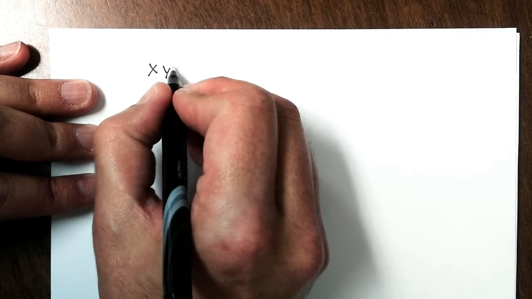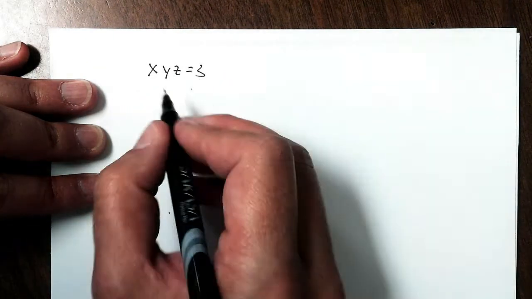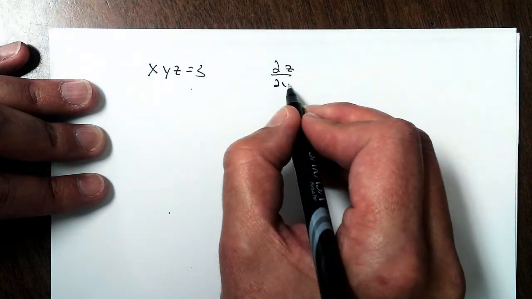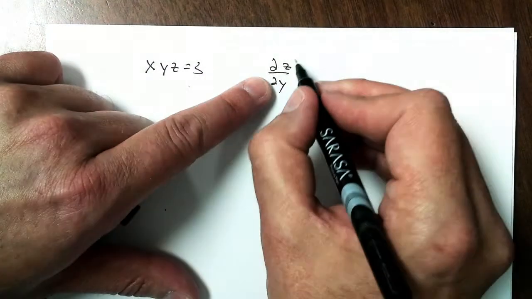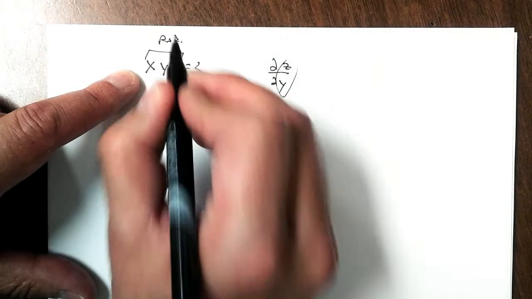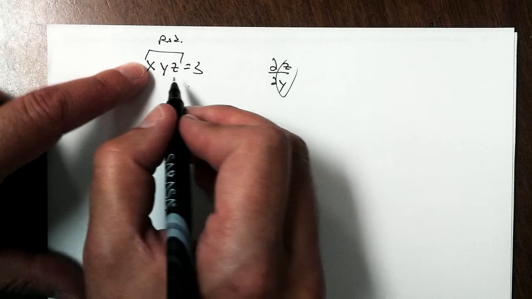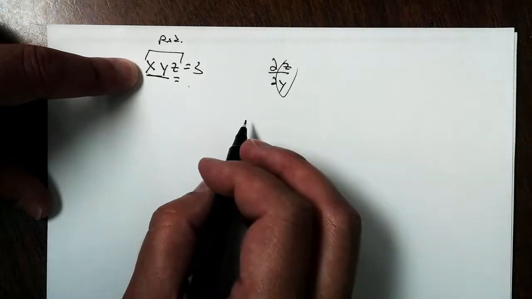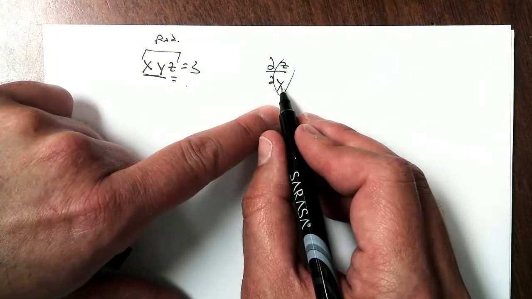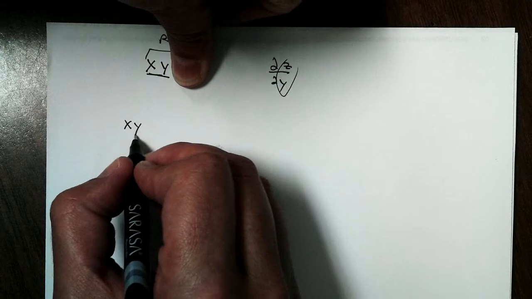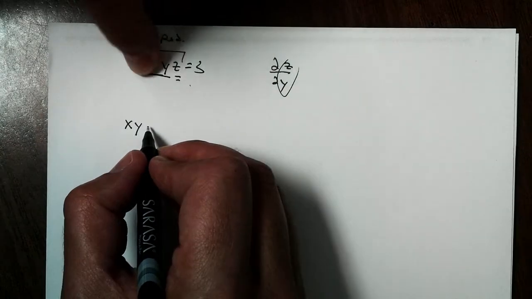X, y, z equals 3. And I want to find the partial of z with respect to y. What I'm saying here is these are my variables. So I do have a product rule. So very simple. I'm going to treat my x, which is my constant, I'm going to attach that to the y and leave my z independent. I'm only taking the derivative with respect to y. So when I look at the first, that's just x times y times the derivative of the second.